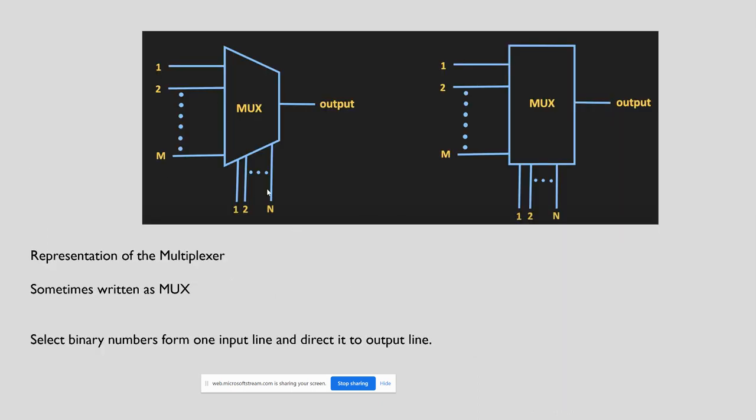So it is sometimes represented in two ways. Here we have the inputs and also one output, and it is sometimes referred to as MUX, mux. And these are the selectors. So they're both correct. As I mentioned, the multiplexer is sometimes written as mux, and what it does is select binary numbers from one input line and direct it to the output line. Basically, it's just like a clock, which switches between them.